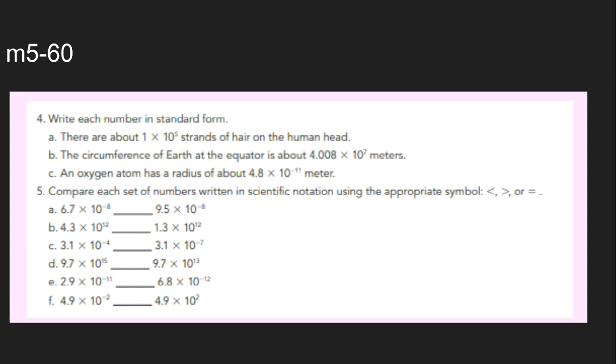And then on number 3, you're just writing each number that's in standard form into scientific notation. Finally, on questions 4 and 5, on 4, you're going to write each number in standard form, so they're going to give it to you in scientific notation. And then lastly, we're going to conclude our practice by comparing each set of numbers with either a less than, greater than, or an equal to sign like we have done before.